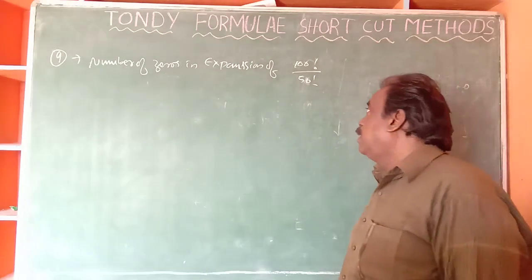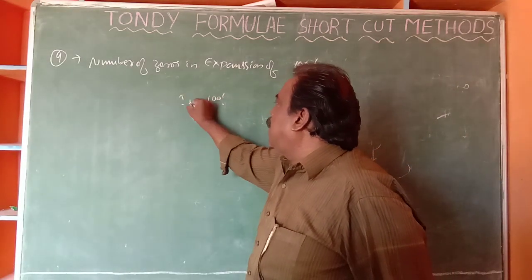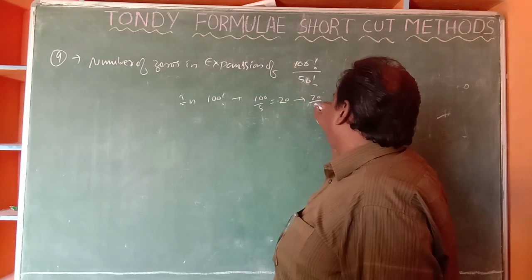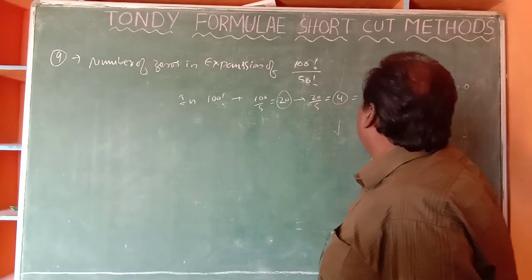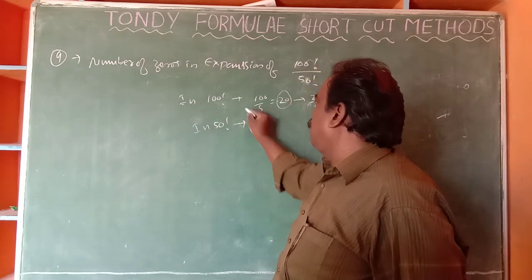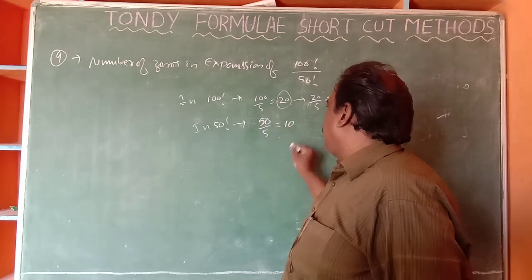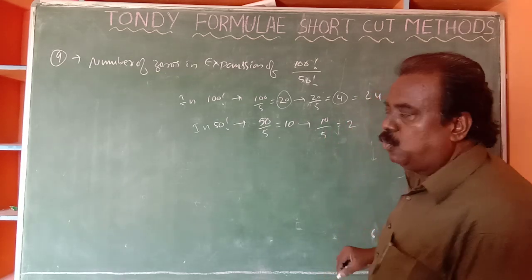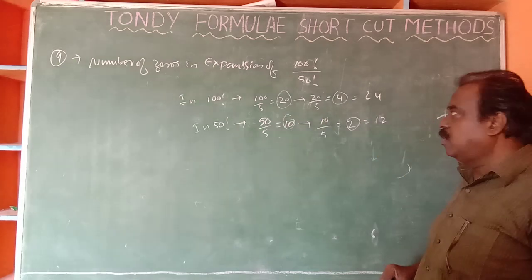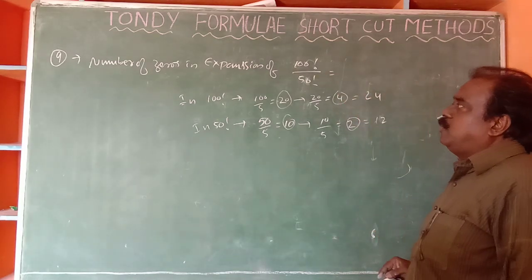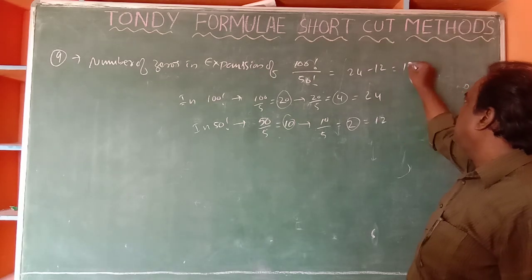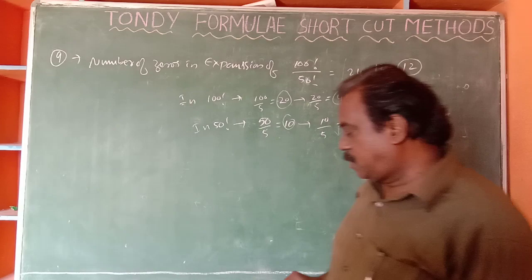By division. We know that in 100 factorial, we already solved: 100 by 5 is 20, and 20 by 5 is 4. So 20 and 4 is 24. Similarly, in 50 factorial, 50 by 5 is 10 and 10 by 5 is 2. Now there it ends. It is 10 plus 2 is 12. If division is there, we take the subtraction of these two numbers. It is 12. There are 12 zeros.